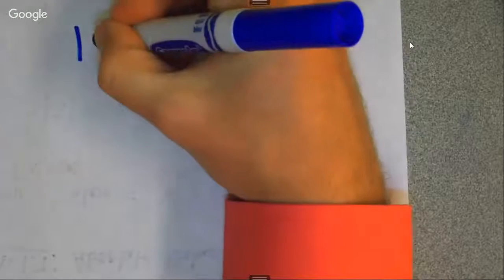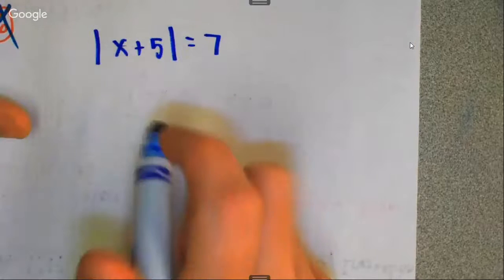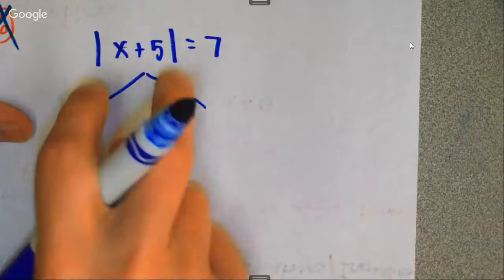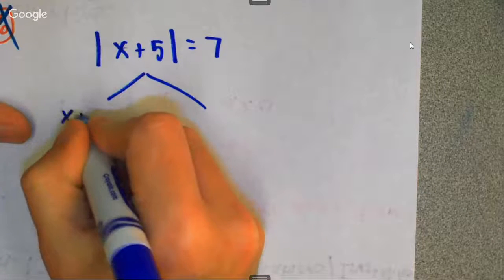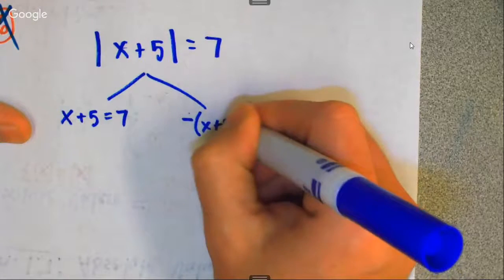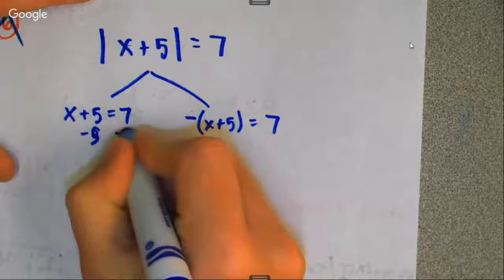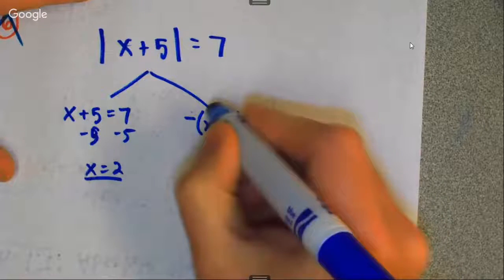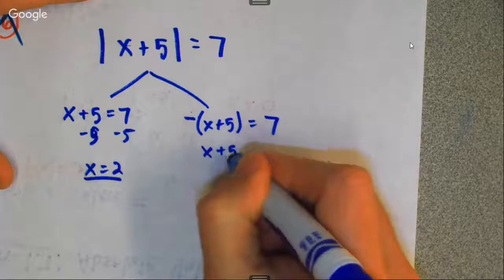So I have the absolute value of x plus 5 equals 7. This stuff in here can either be positive or negative, so we'll split that into 2. The only way you can get rid of absolute value is to split it into 2 parts. So we'll say x plus 5 equals 7, or negative x plus 5 equals 7. And then we will solve each as normal. So x equals 2.